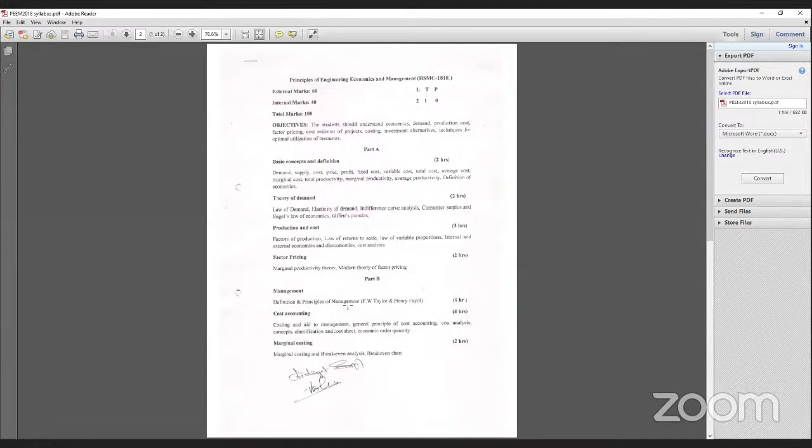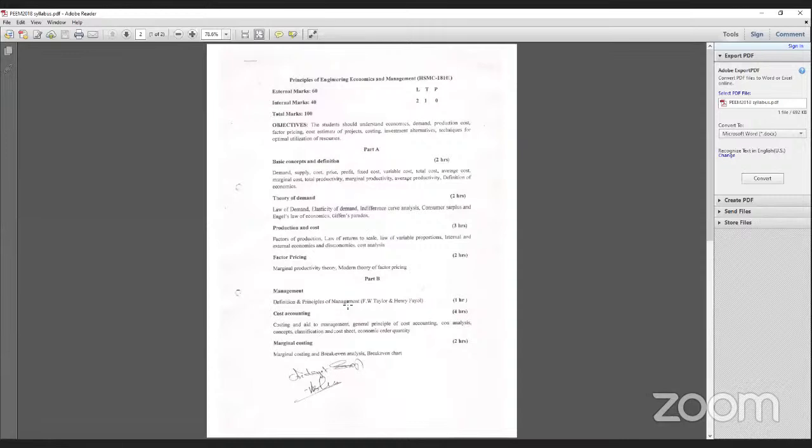Then is marginal costing. That is another type of cost. With cost accounting also we determine profit. Marginal costing is the easiest way to find out the break even point.